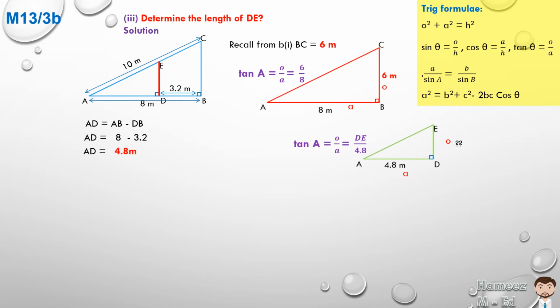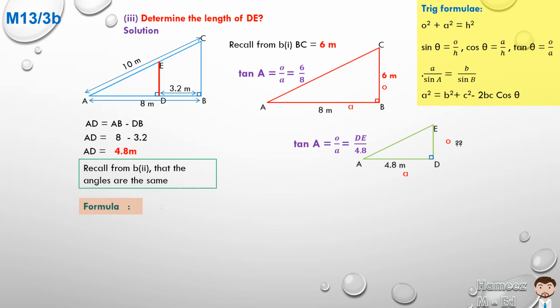Let's recall that both of the angles are the same, so let's write a formula now. Tan A is equal to opposite over adjacent for triangle ABC, and also opposite over adjacent for triangle ADE. So let's substitute. From above, for the first triangle ABC, tan A is equal to 6 over 8, and for the second triangle ADE, that will be equal to DE over 4.8.